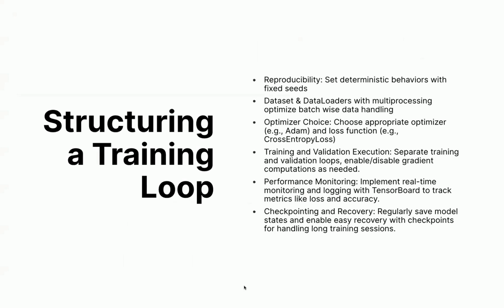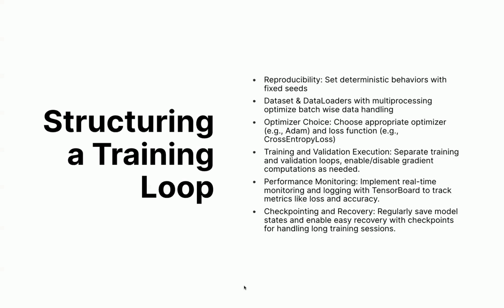I'm going to jump into best practices when structuring a training loop now. A few things to keep in mind: you want reproducibility, so it's really important to set deterministic behaviors with fixed seeds at the beginning of your code. It's also very useful to use built-in datasets and data loaders, since those classes make handling batch-wise data with multi-processing much more efficient. You also want to choose the appropriate optimizer for your problem. Beyond that, you want to separate your training and validation loops and turn gradients on and off as necessary, depending on whether you're in the training phase or validation phase.